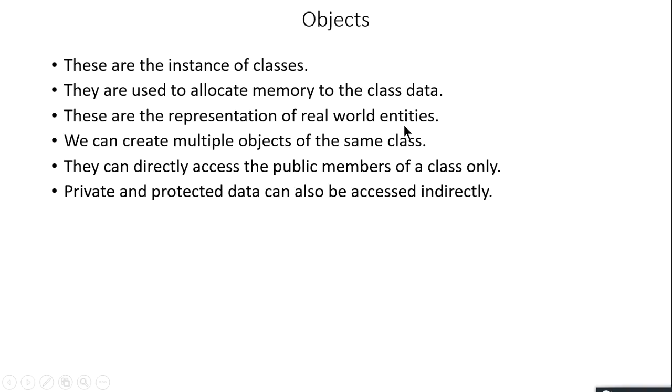Just for example, German Shepherd, Labrador or Pug are the representation of the dog class. So objects are the representation of real world entities. We can create multiple objects of the same class. Once you define a class, you can create as many objects of the class as you would like.